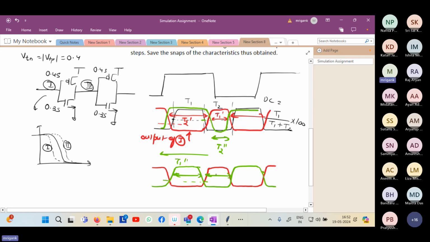So are you getting similar trends? One thing that I'm seeing is that in some cases in the simulations, you are not able to get much change in the rise time and fall time despite changing the W by L. But is the trend for the duty cycle similar to what I explained just now for most of you? Yes, sir. Any question for anyone?